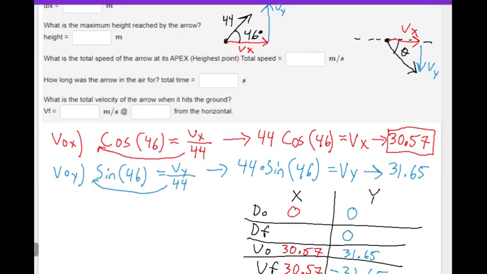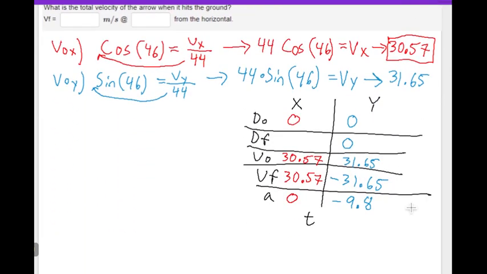But before we do that, we need to know time. In order to solve for time, we got to do that in the y. So let's go ahead and use little pup. Little pup is vf equals vo plus a times t. So vf in the y is negative 31.65, vo is 31.65, a is negative 9.8, and t is unknown.